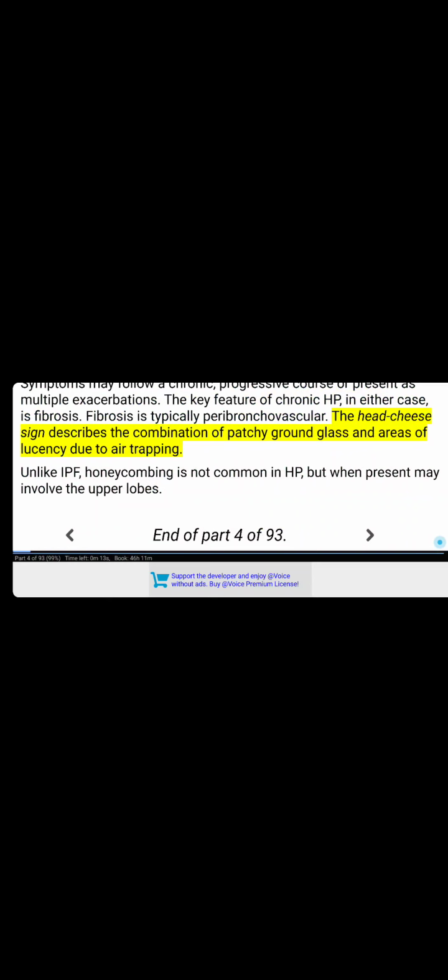The key feature of chronic HP, in either case, is fibrosis. Fibrosis is typically parabronchovascular. The head cheese sign describes the combination of patchy ground glass and areas of lucency due to air trapping. Unlike IPF, honeycombing is not common in HP, but when present may involve the upper lobes.